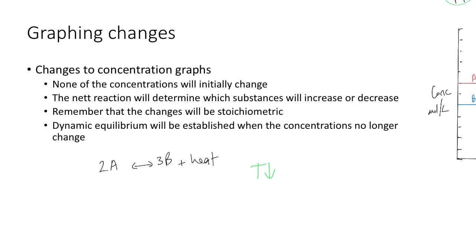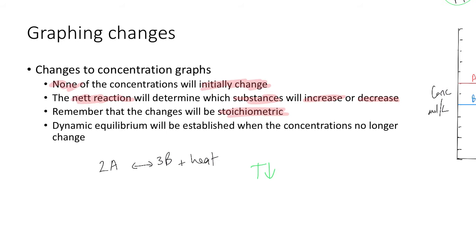Let's look at graphing it on a concentration graph. When you change the temperature, none of the concentrations will initially change. All these concentrations will stay the same until you change the temperature, and then they will start to change. The net reaction, which is something you have to work out, will determine which substance will increase or decrease. The changes will be stoichiometric, so you've got to remember that. And dynamic equilibrium will be established when the concentrations no longer change at some point in time.